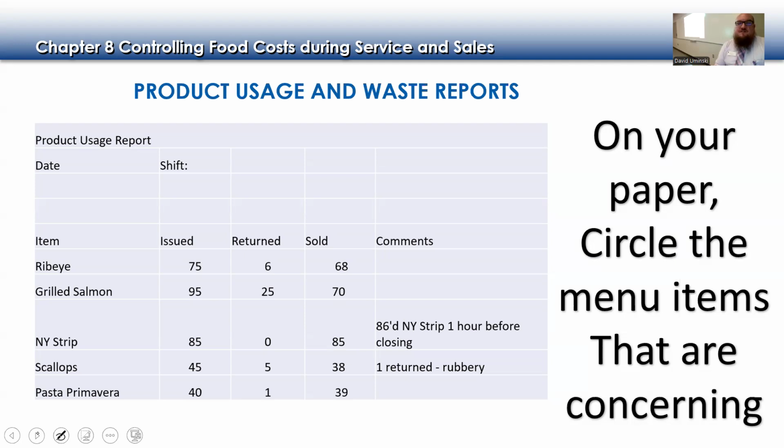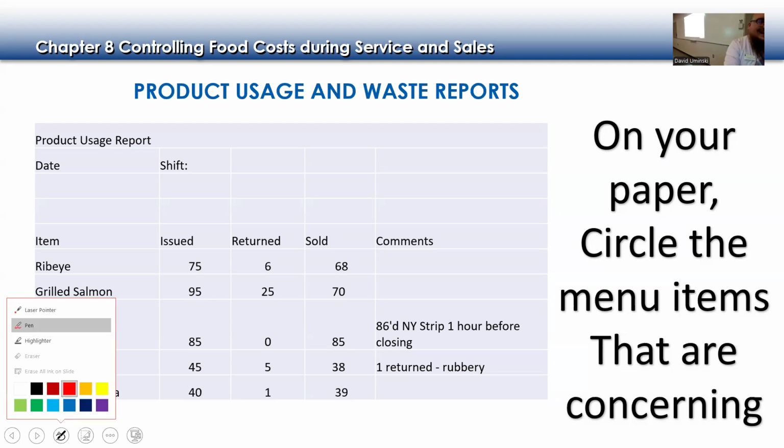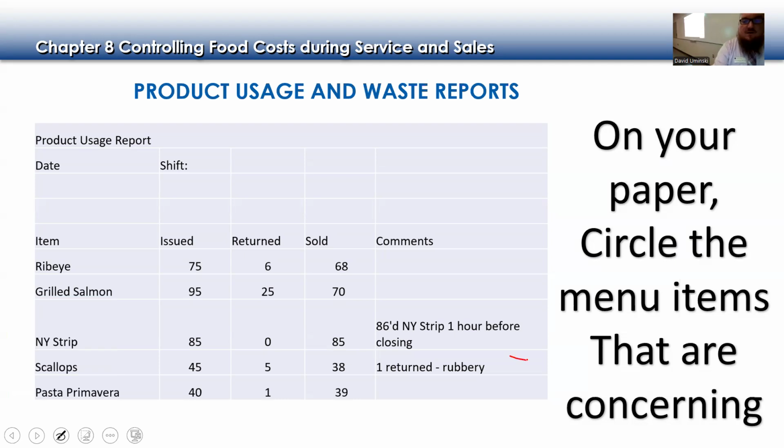All right, so what was our variance for the scallops? -2. And pasta primavera was 0. Okay, so far we're only missing 1 ribeye and we're missing 2 orders of scallops. Okay, is that concerning? Yeah, it is.